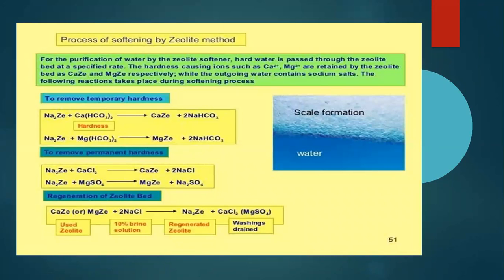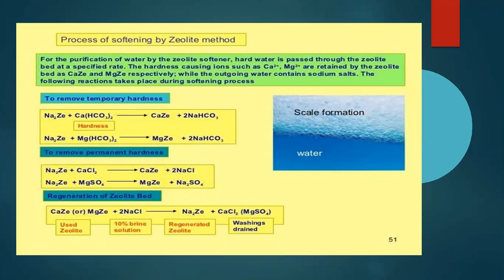For the purification of water by the zeolite softener, the hard water is passed through the zeolite bed at a specified rate. The hardness causing ions such as Ca2+ and Mg2+ are retained by the zeolite bed as CaZ and MgZ respectively, while the outgoing water contains sodium salts, and the following reactions take place. This is how the hardness is removed. This is the method of removing the temporary hardness. This is the method of removing the permanent hardness, and this is the regeneration of the zeolite bed.